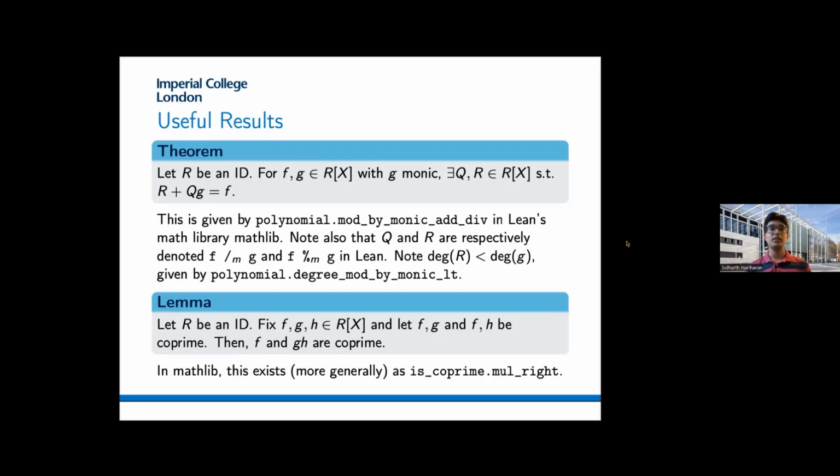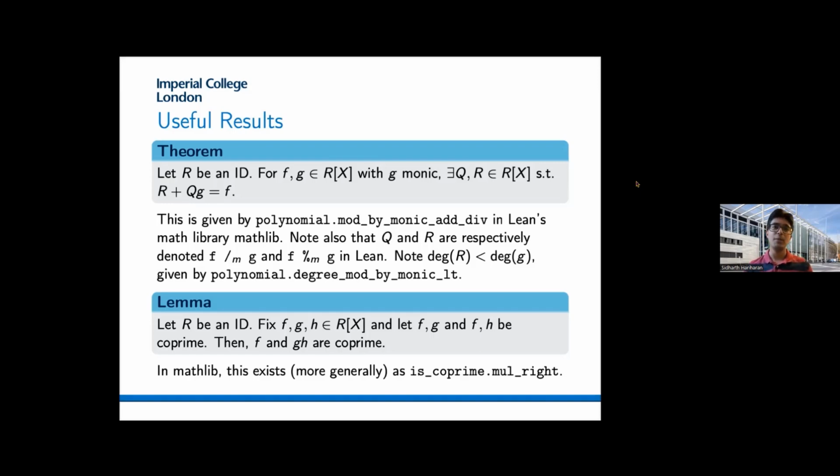Well, here's a theorem. All this says really is that your polynomial ring over an integral domain is a Euclidean domain. In other words, you can do Euclidean division. You can prove that you can do Euclidean division pretty much the same way that you would prove it in the integers. It's not that different.